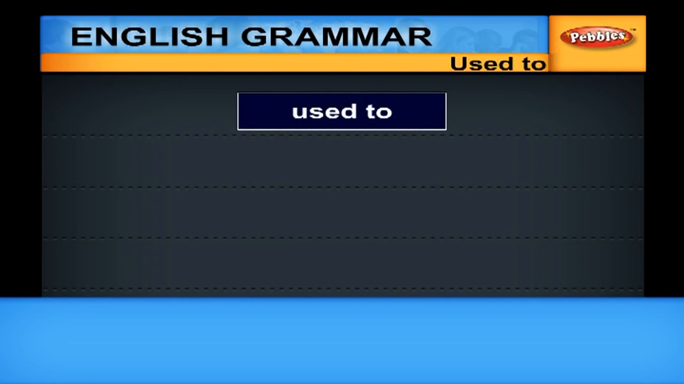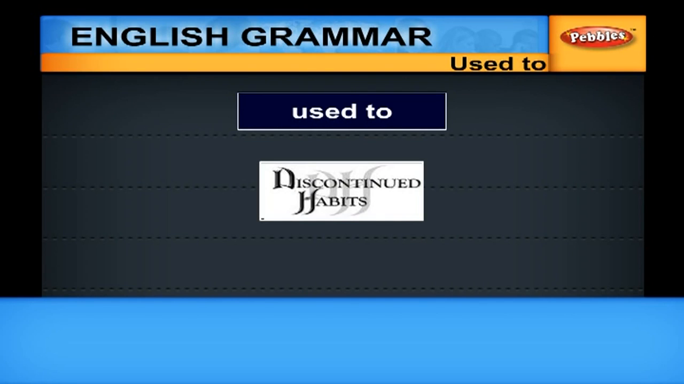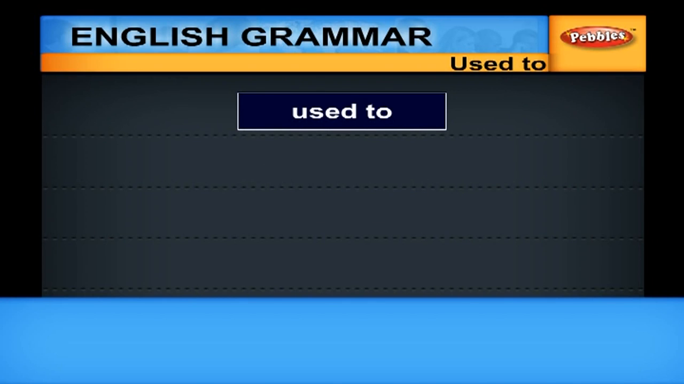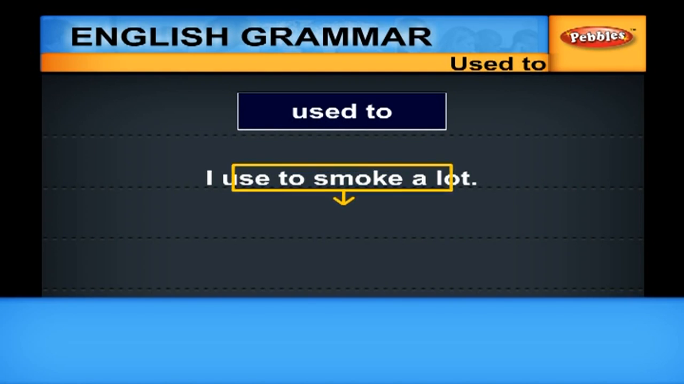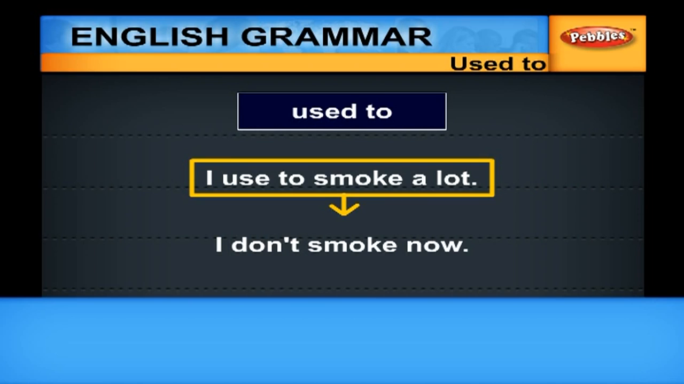Used to. The last modal to be taken up for study is used to. This is a modal where we make a lot of mistakes. Used to has no present form. It expresses a past habit that is discontinued. Example: I used to smoke a lot. The implication is that I don't smoke now.